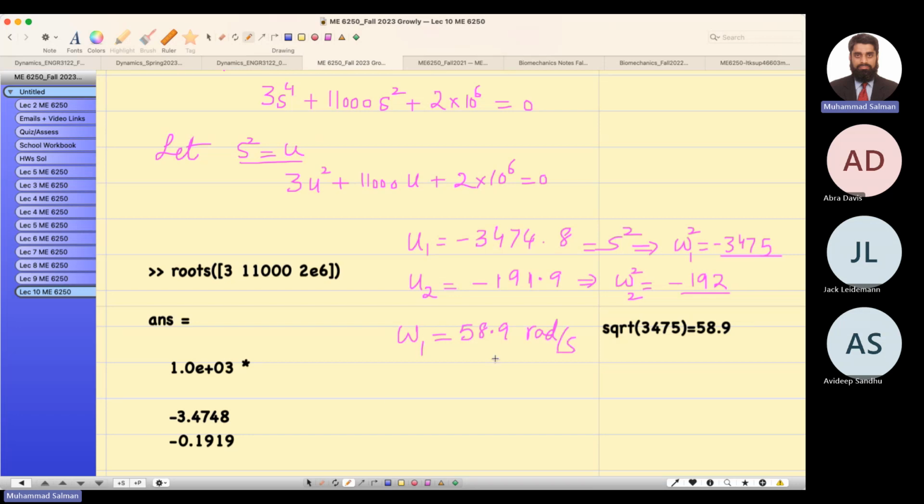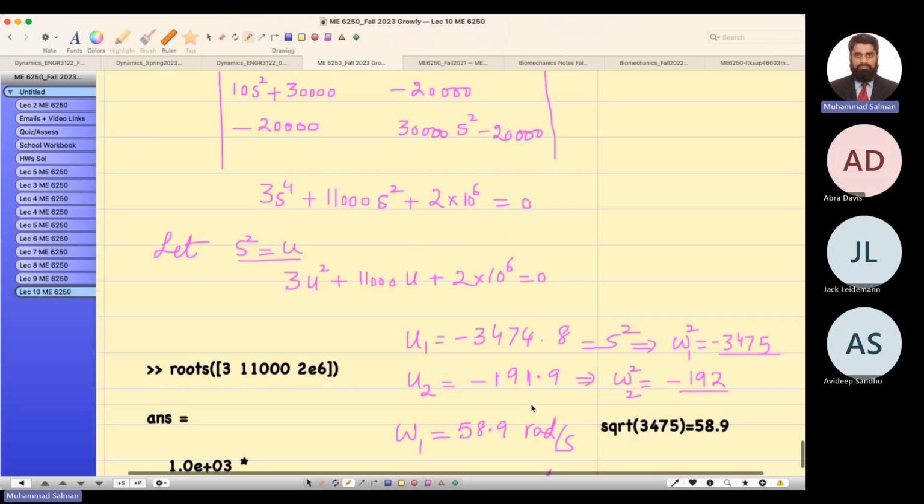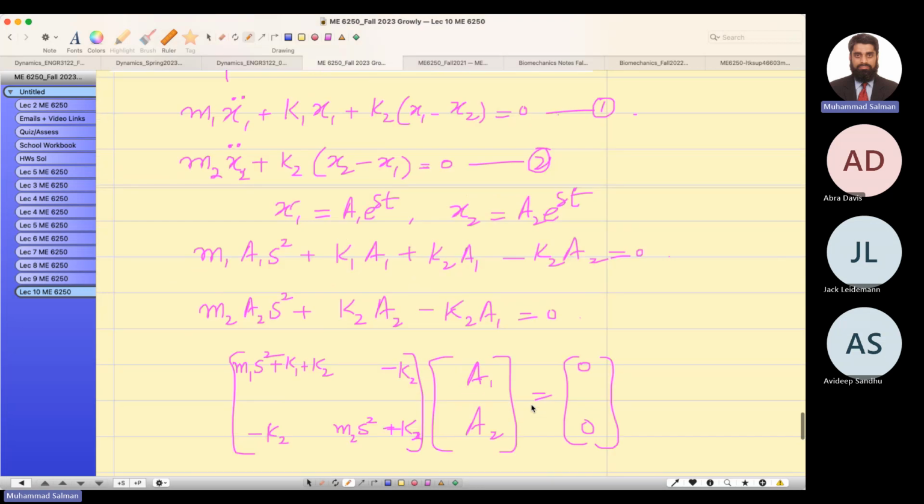Let us see what the second frequency is here. So I'm going to write it down here: square root of 192. This is the fundamental frequency. I'm sorry, the first one is the higher resonance. You got my point? So if you have found these two frequencies, you will find out two mode ratios, two mode shapes. That's how you will need these equations.